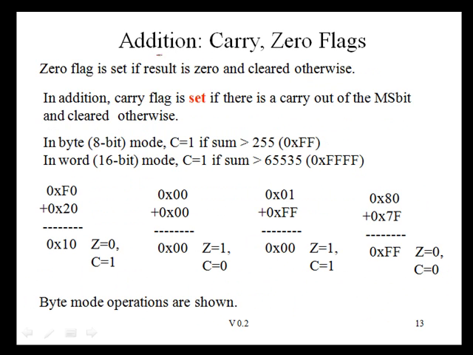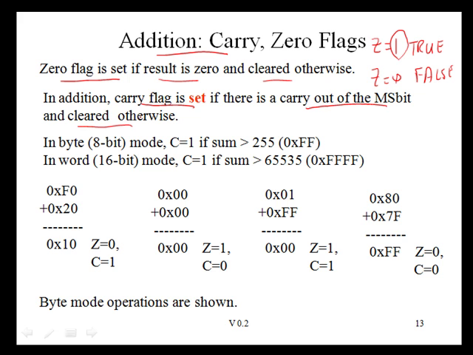Let's discuss how addition affects the carry and zero flags. The zero flag is set if the result is zero and cleared otherwise. Some students are confused by this. They say, why is the zero flag equal to a 1 when the result is 0? A 1 means that yes, this is true, the result was a 0. A Z flag equal to 0 means no, it's false, a non-zero result was obtained. The carry flag is set if there's a carry out of the most significant bit, else it is cleared.